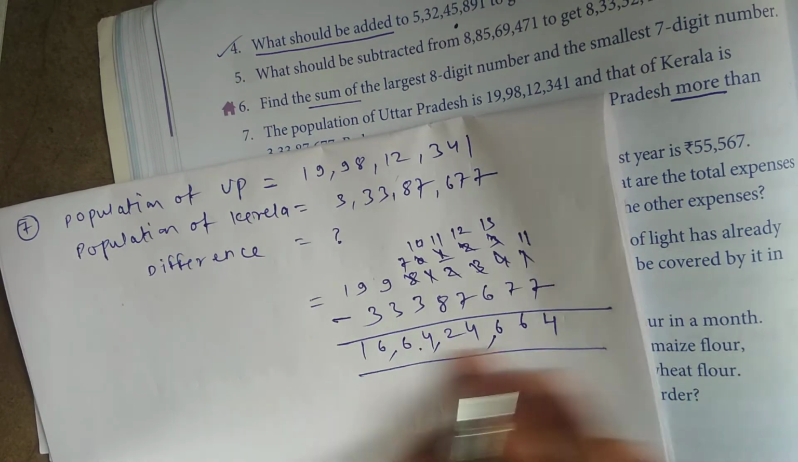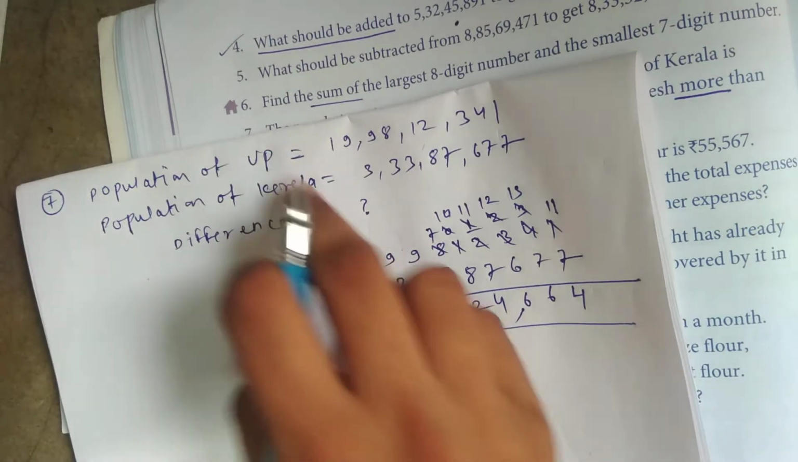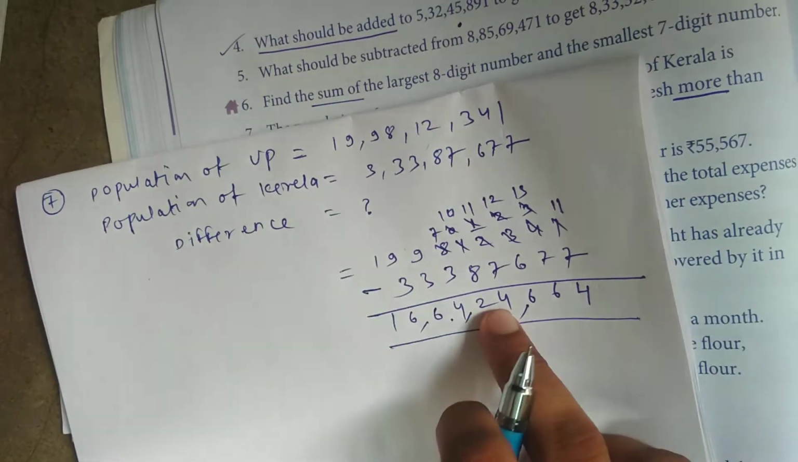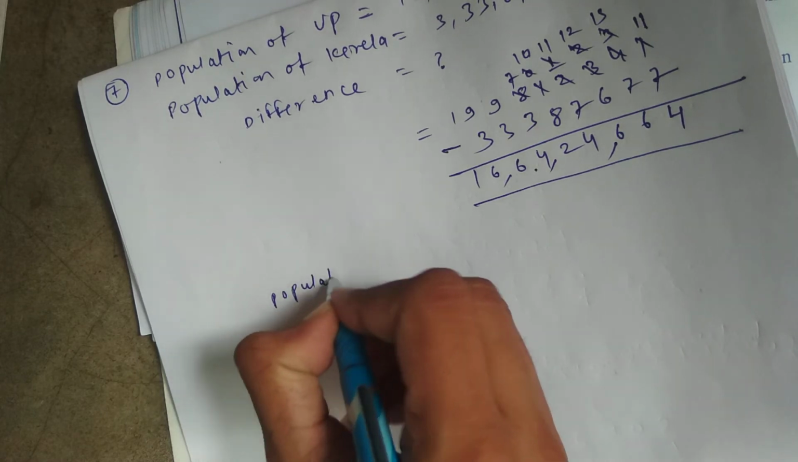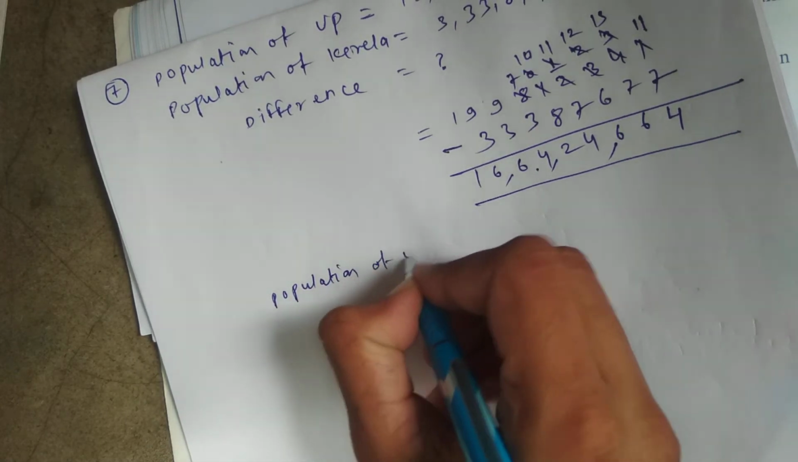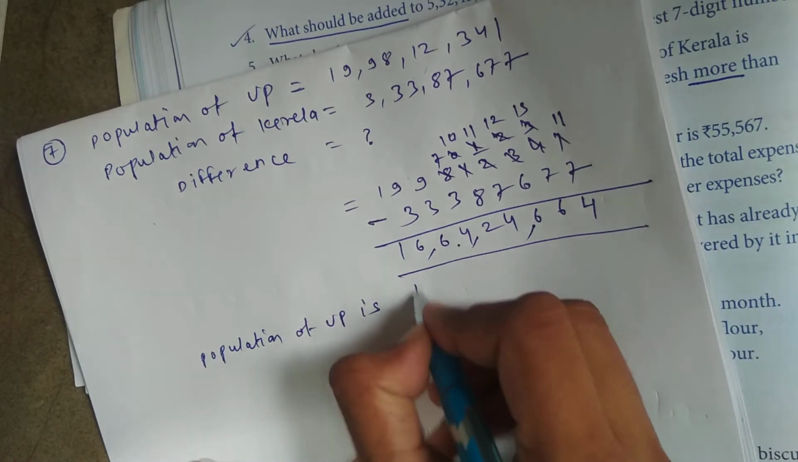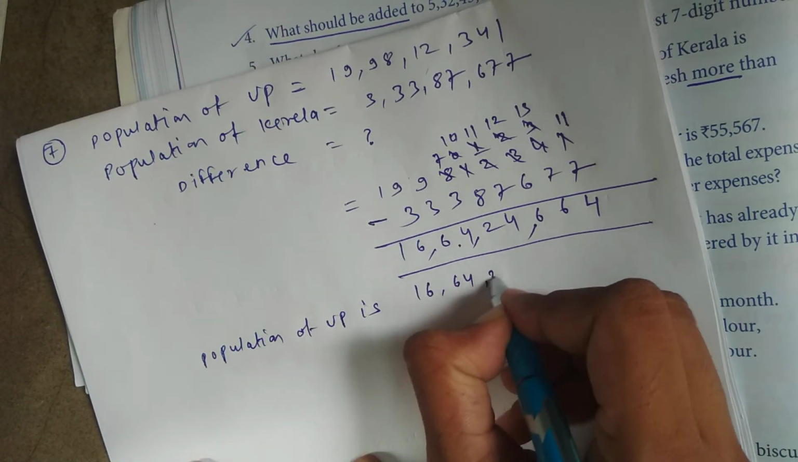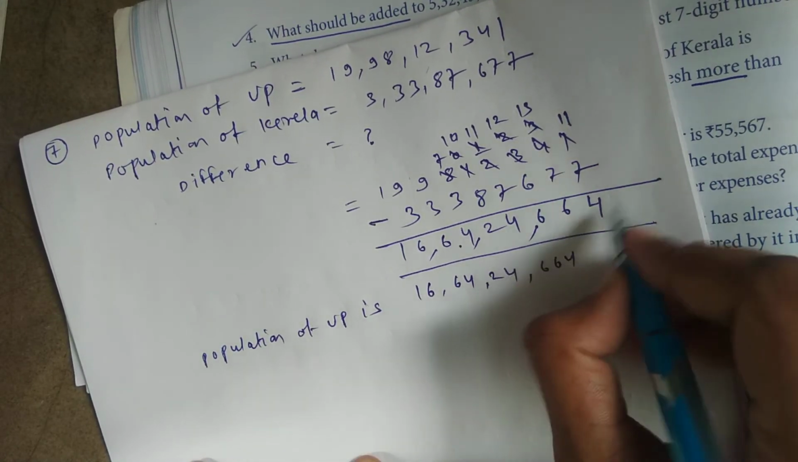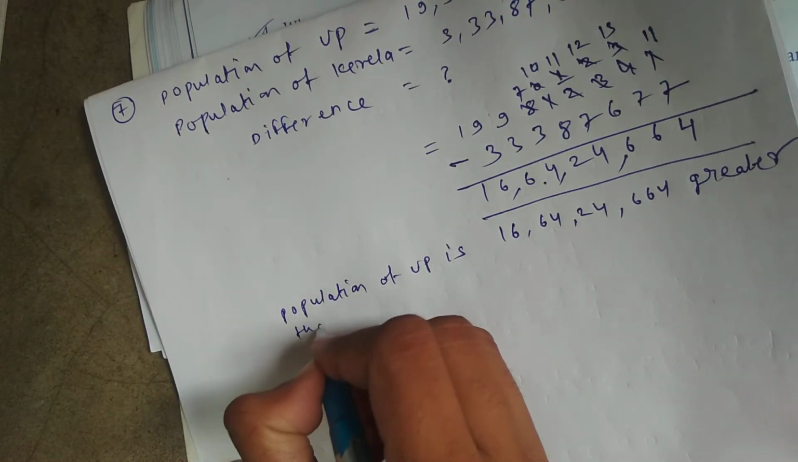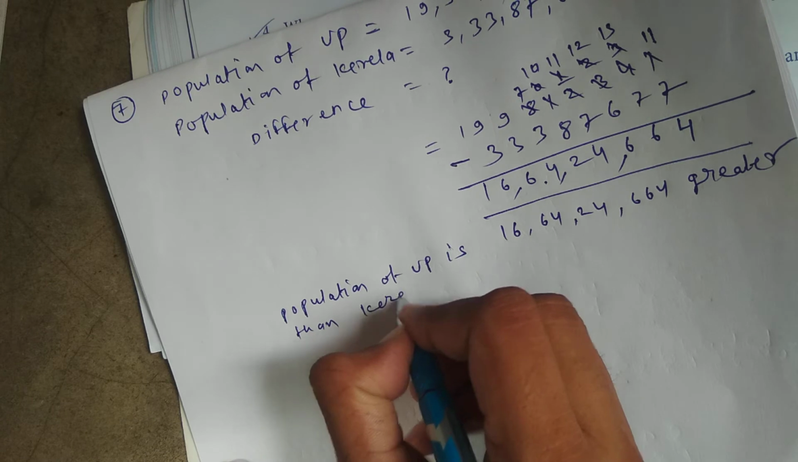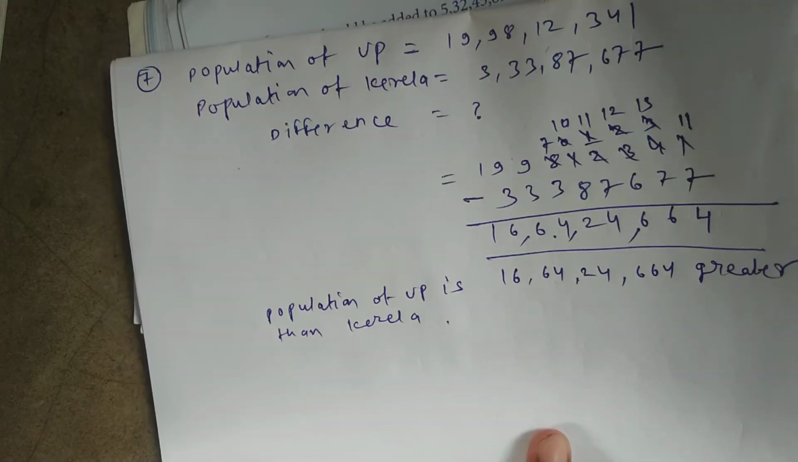So the population of UP is greater than Kerala. You'll write here: population of UP is 24664 greater than Kerala. Okay, this will be the answer. Now let's move to question number 8.